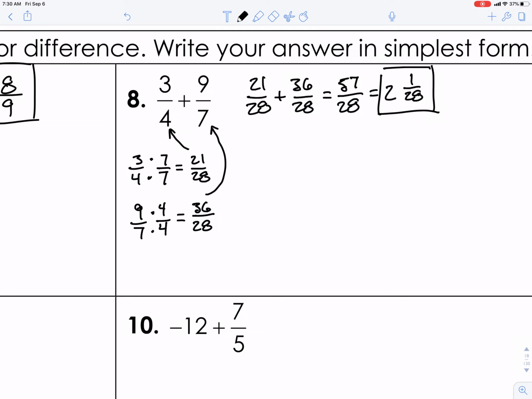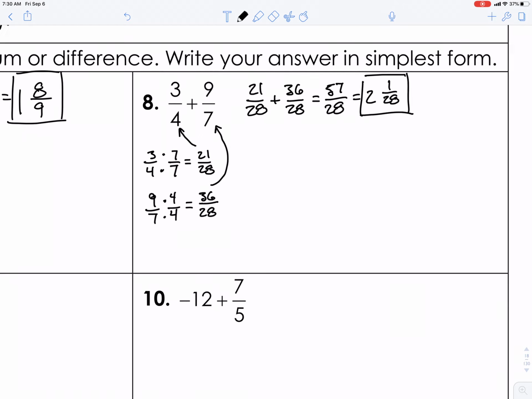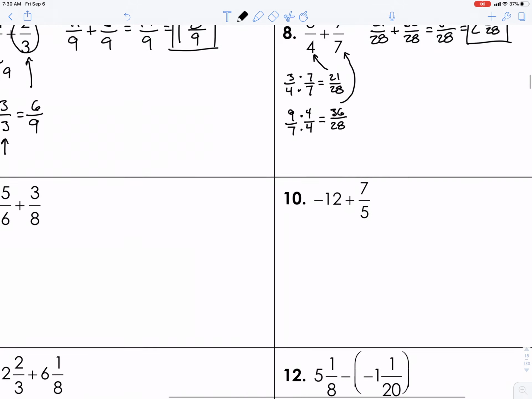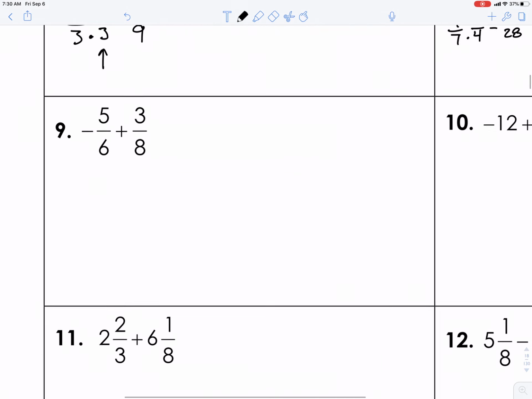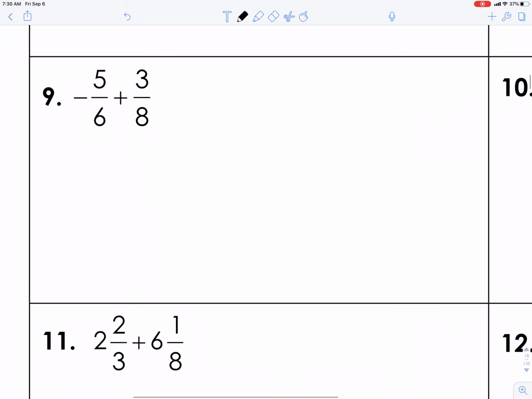Okay, let's move on to, actually, let's see, yeah. I'm going to do one more with you. So, I've got this negative 5/6 plus 3/8. So I got to figure out what number does 6 go into that 8 also goes into evenly. Again, you may have to look at a multiplication table or maybe even use a calculator.